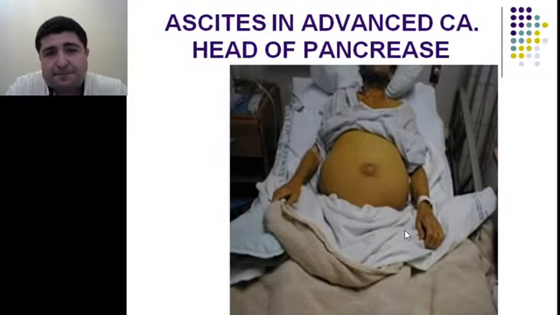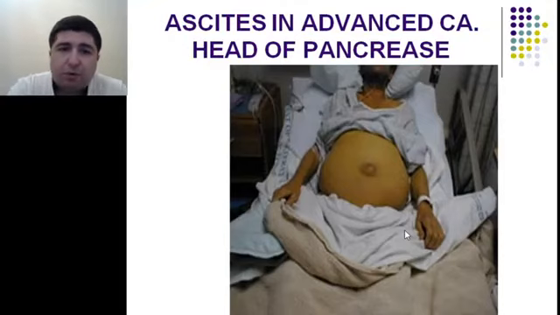Here you can see ascites in advanced cancer of the head of the pancreas. You can see the abdomen very increased in size with an umbilical hernia. The umbilicus is dilated and increased in size. The patient has very high pressure in the abdominal cavity due to ascites.